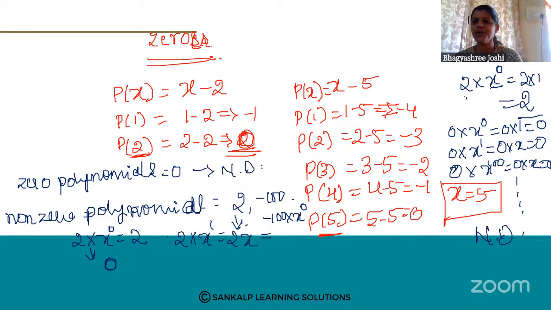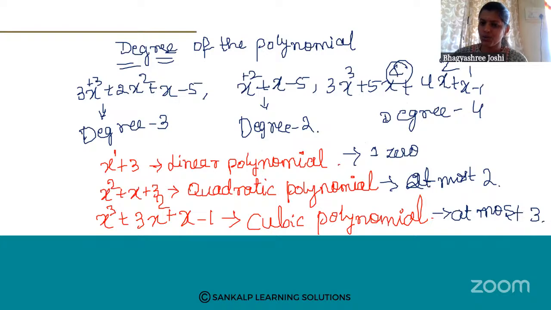Remember, this is also very important. So next comes zeros. Zero means what? The value of x for which we get the polynomial value 0, that value we call a zero of that polynomial. For a linear polynomial, how many zeros does it have? At most 1, that I already told you. So at most 2 for quadratic and at most 3 for cubic.